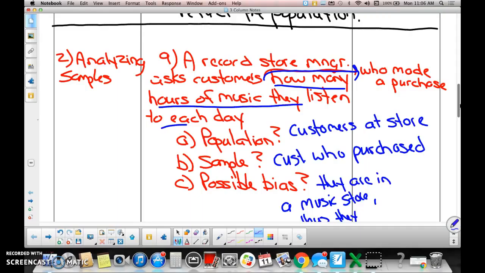So population, think of that as the big group. Population would be the customers. The sample, we're narrowing it down now. The people who made a purchase, because he only asked people who made a purchase. And then the bias would be their music people, so they probably listen to more music than just a regular person, right? Mostly music people would be at a music store.